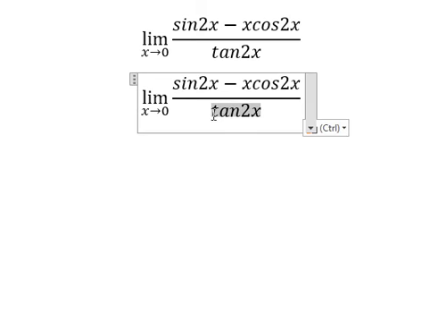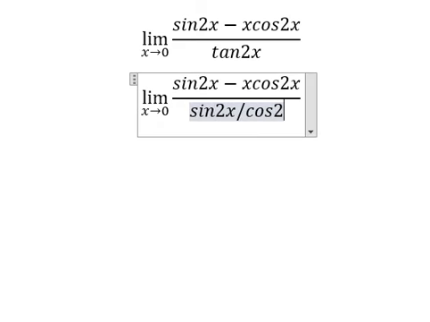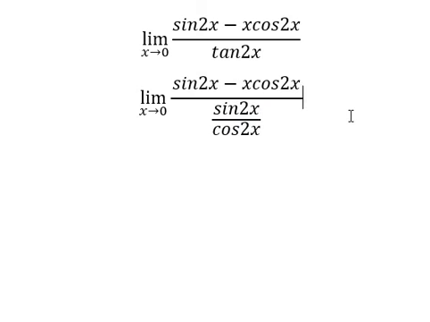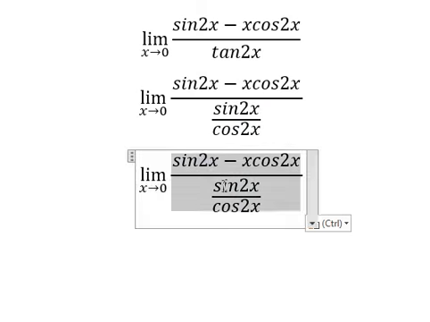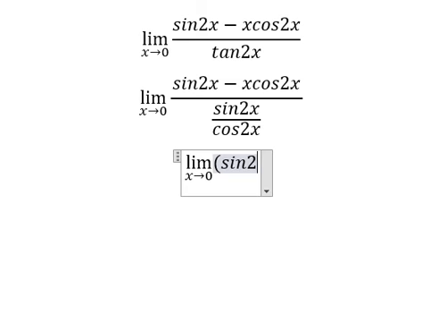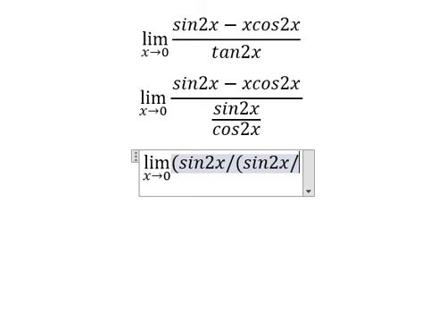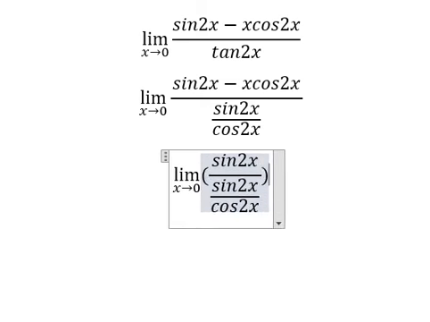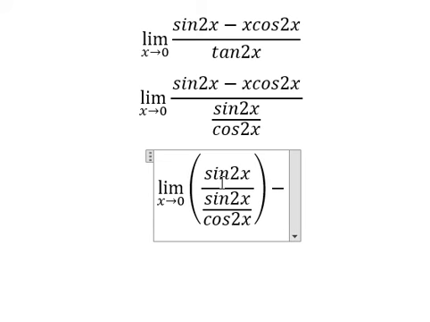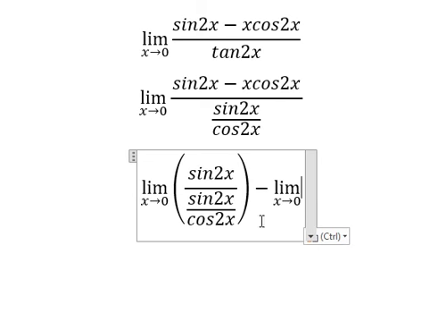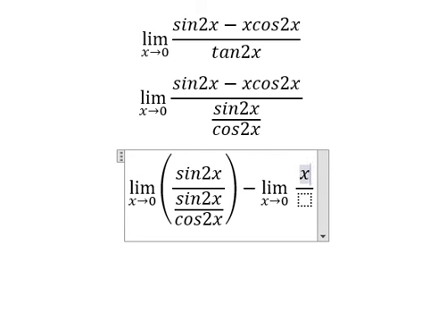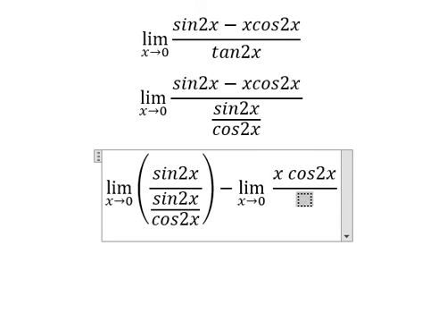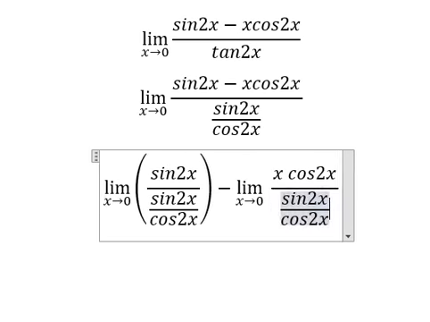About tan2x, we change it to sin2x over cos2x. So in this situation, I need to separate them in here. So we have sin2x over sin2x cos2x. And the second one in here, that is about sin2x, cos2x sin2x over cos2x.